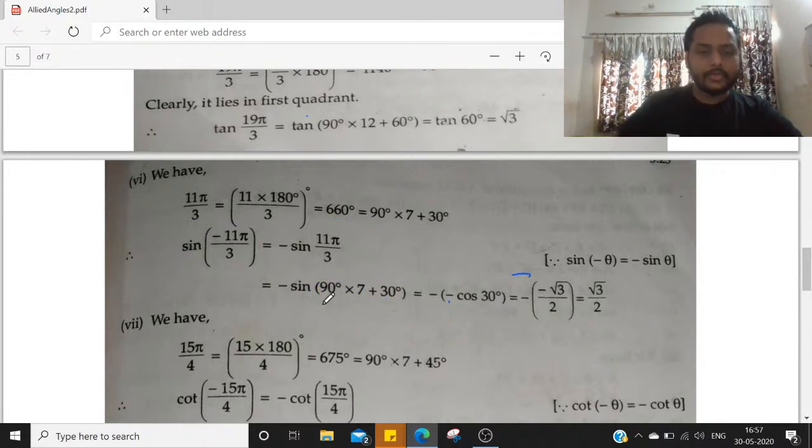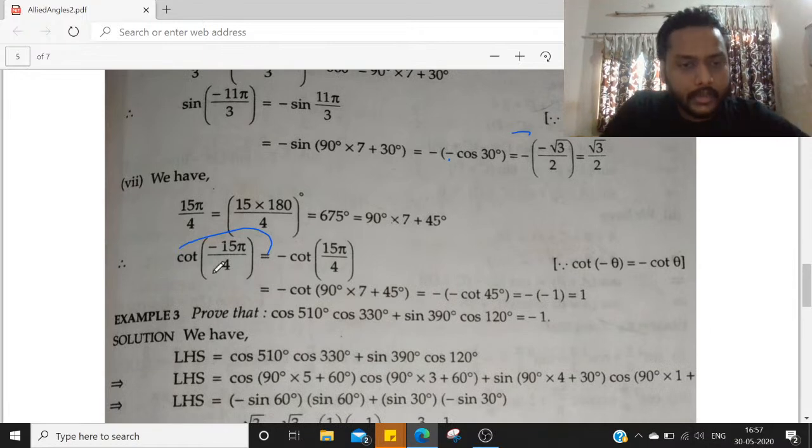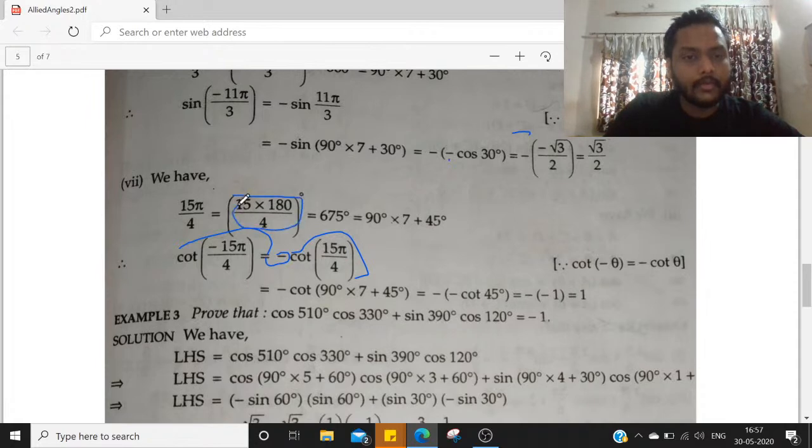Okay, and the next question that we have is cot minus 15 pi by 4. Isko bhi karte hain, dekhte hain kaise hoga. Isko karne ke liye kya karenge? Again, I will be taking this minus sign outside. Cot of minus theta will be minus cot theta. That's what I got from here. Now, 15 pi by 4 can be written as 15 times 180 by 4. Okay, this is nothing but 675 degree.